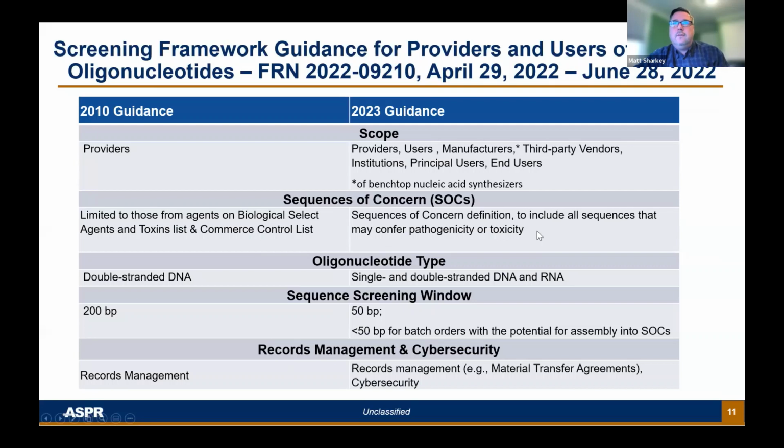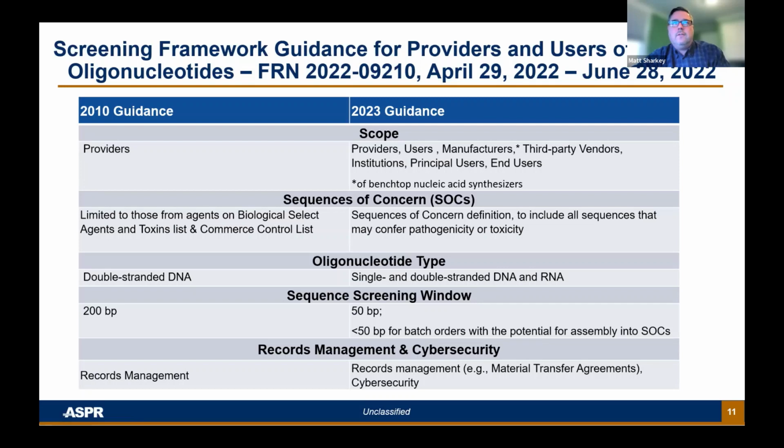So the definition of sequences of concern in the revised guidance will likely include all sequences that can confer pathogenicity or toxicity. This is potentially a problematic definition, which people smarter than me, such as Gene and the other bioinformaticists here, can speak to. And I'm going to have subsequent slides that talk about how we hope to mitigate the potential challenges in the application of that definition.